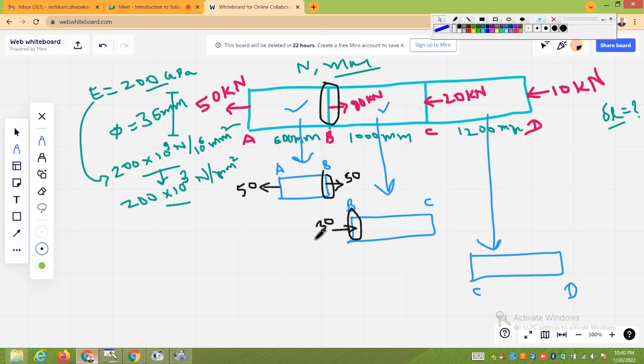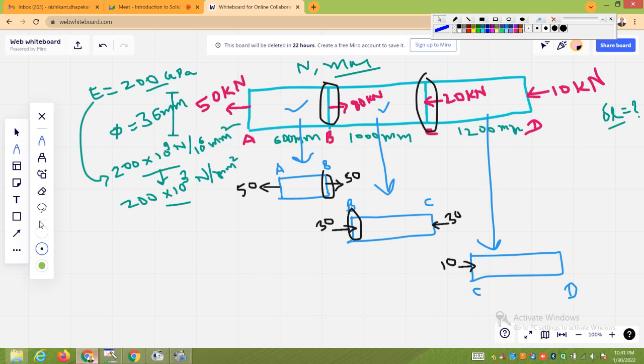Now as 30 is in rightward direction, at this section 30 kilonewton force will be in leftward direction. But at this section you are getting 20 in leftward direction. So 20 in leftward direction you can get only when 10 kilonewton force will act in rightward direction.